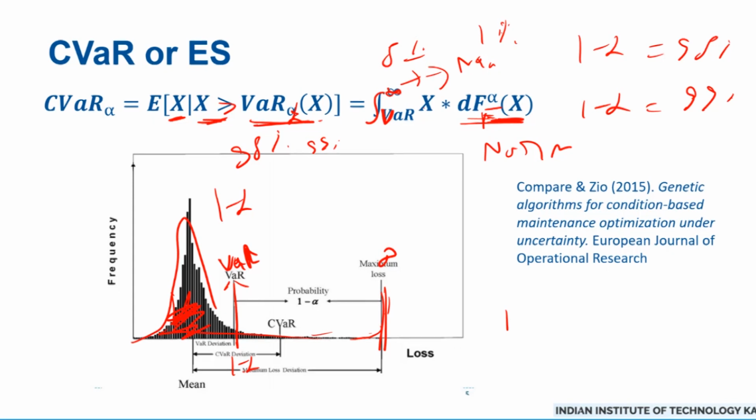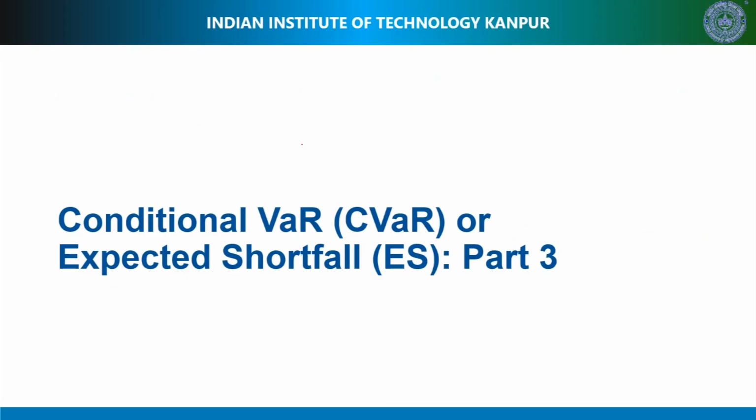In the previous video, we saw how to approach the problem of CVaR or ES estimation when probability density distributions are given, continuous probability density distributions. In this video, we'll see how to compute conditional VaR or expected shortfall using empirical data.